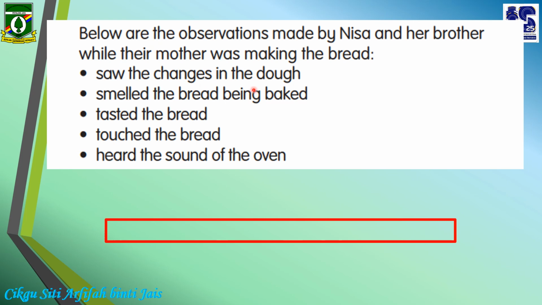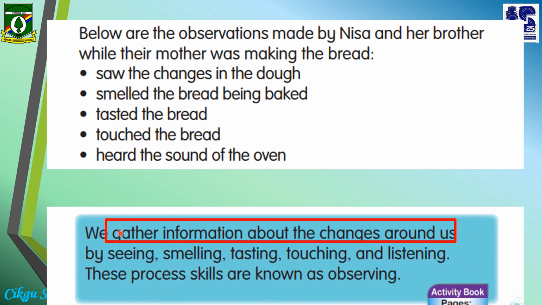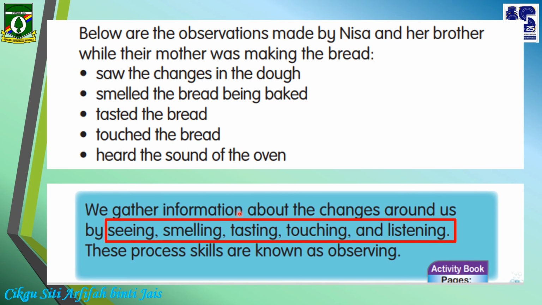So, this is from page 3 of your textbooks. They saw the changes in the dough. They smelled the bread being baked. They tasted the bread. They touched the bread. And they heard the sound of the oven. We gather information about the changes around us by seeing, smelling, tasting, touching, and listening. The process skill is known as observing.